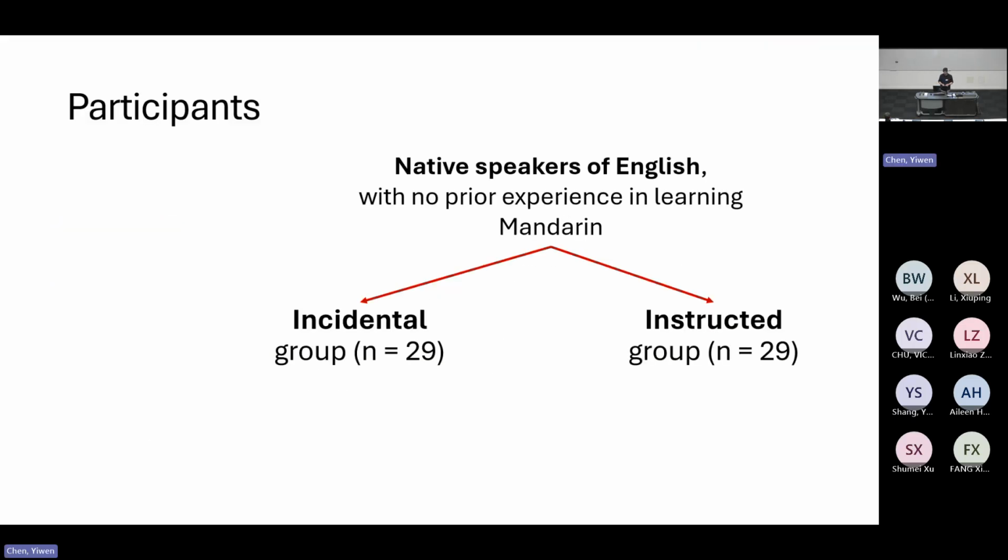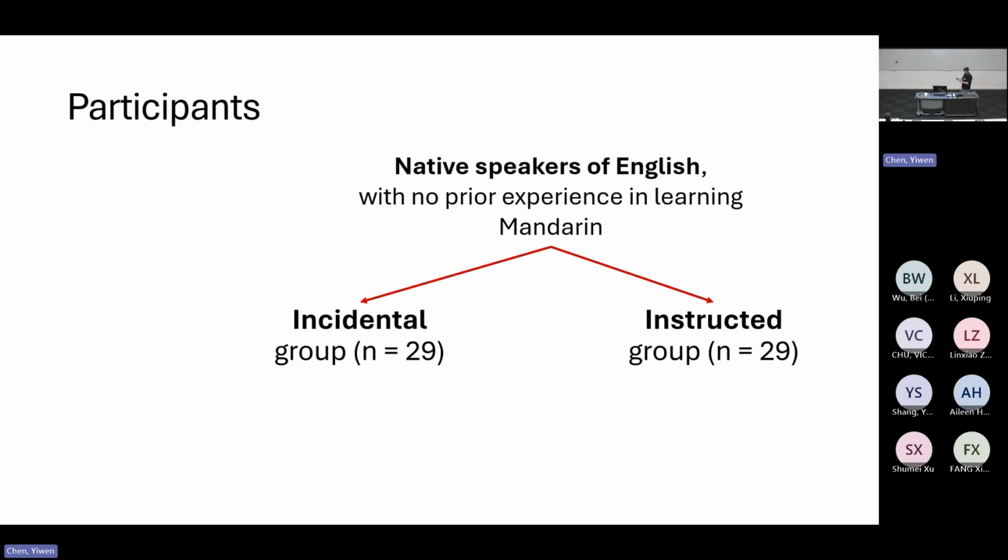So now we have two groups. They're all native speakers of English. They haven't learned Mandarin before, right? So we control exposure. We don't want them to have learned Mandarin before. And we have two groups, an incidental group and an instructed group. The incidental group does the task that you just saw. We just tell them, hey, welcome to the study.